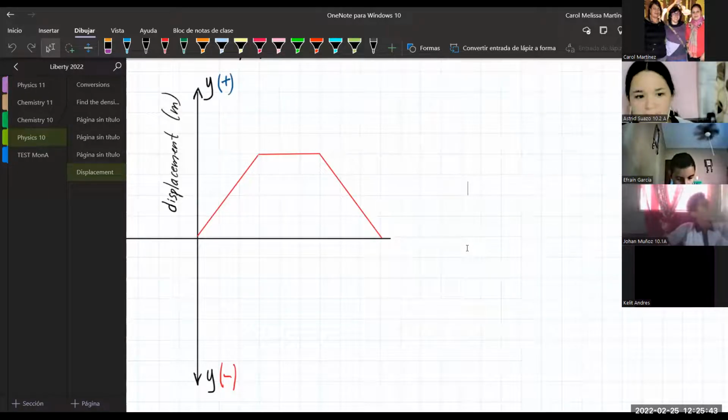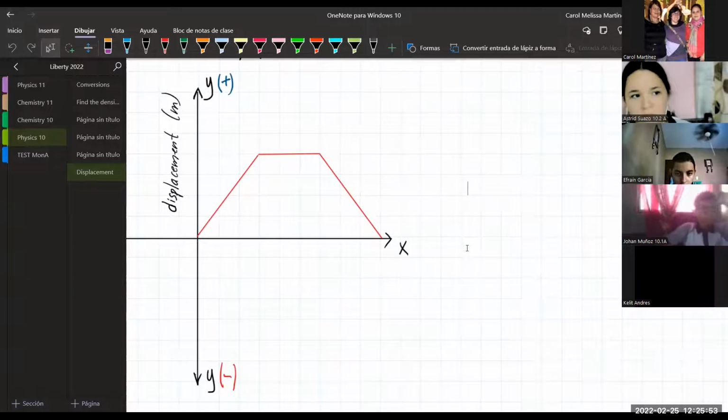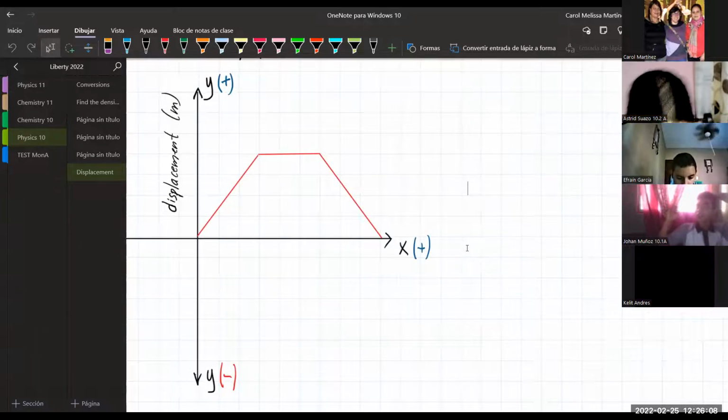In the x-axis, which is the horizontal axis, you are going to have a positive side of x when it goes to the right, and a negative side when it goes to the left. Basically the same idea that I told you before.